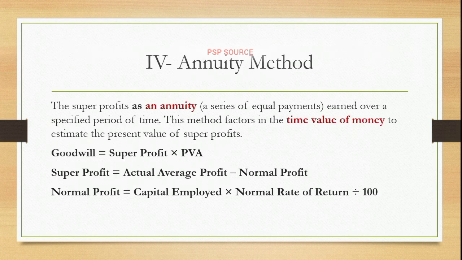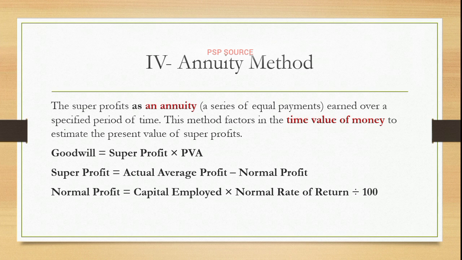Last but not the least, the method of goodwill valuation, that is the annuity method. The annuity method treats super profit as an annuity earned over a specific period of time. This method factors in the time value of money to estimate the present value of super profit, which means the annuity method helps us to calculate the present value of expected super profit over a limited period.